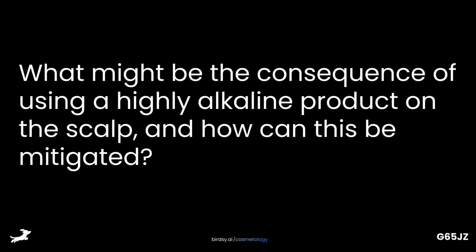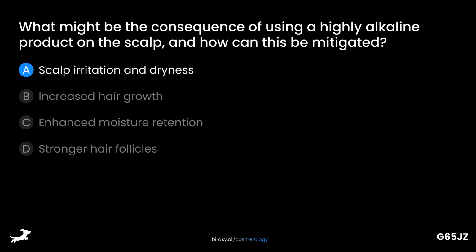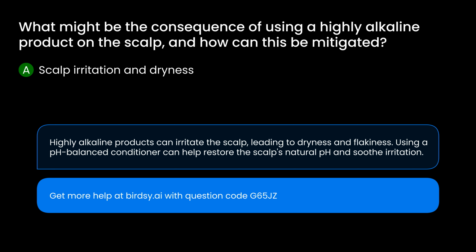What might be the consequence of using a highly alkaline product on the scalp, and how can this be mitigated? Is it A, scalp irritation and dryness? B, increased hair growth? C, enhanced moisture retention? Or D, stronger hair follicles? The answer is A, scalp irritation and dryness. Highly alkaline products can irritate the scalp, leading to dryness and flakiness. Using a pH-balanced conditioner can help restore the scalp's natural pH and soothe irritation.